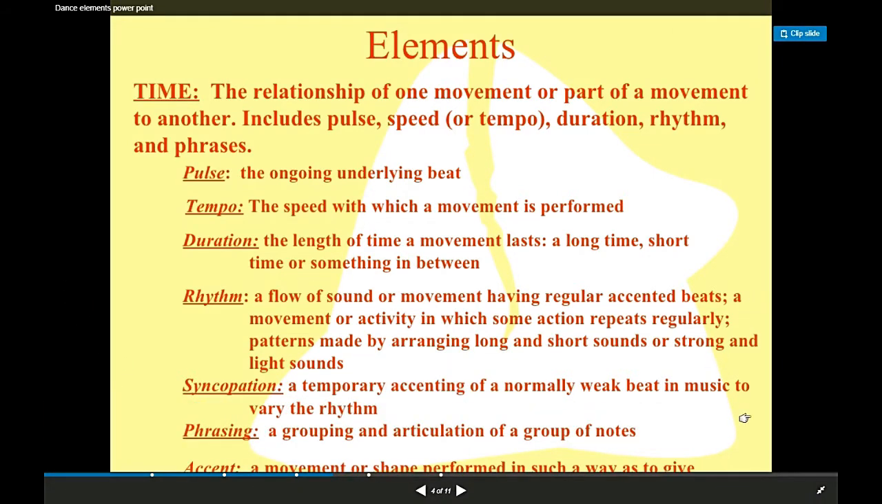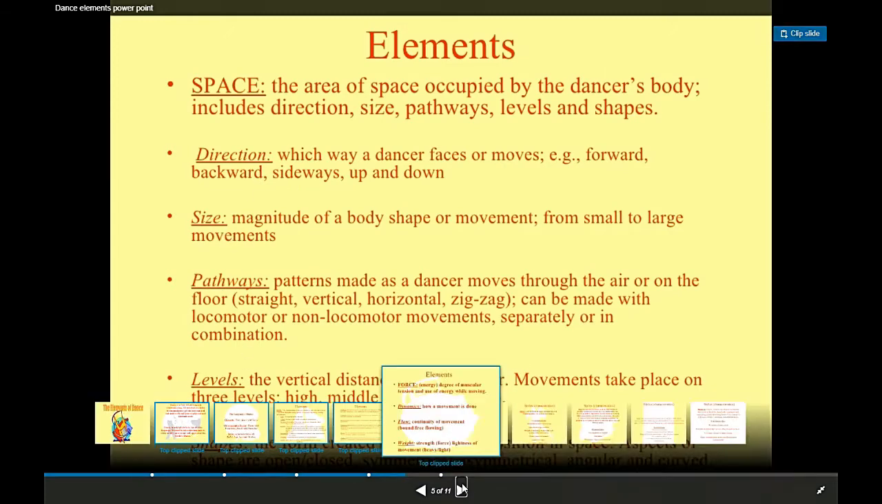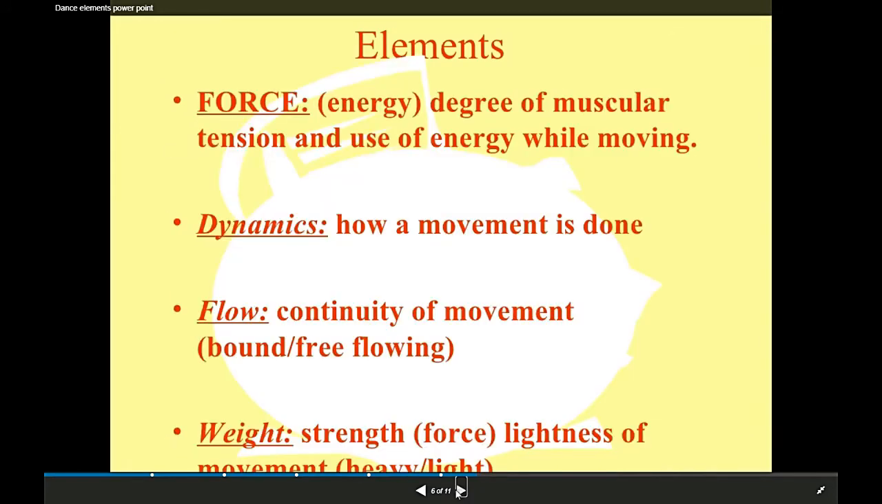So let's go on. Another element of dance is space. What is space in dance? It is the area of space occupied by the dancer's body. It includes directions, pathways, levels, and shapes. Direction is which way dancers face or move. Example: forward, backward, sideways.